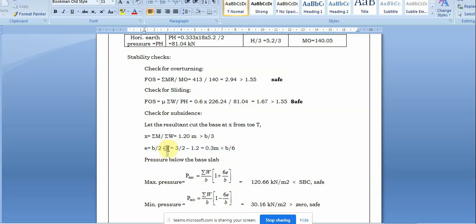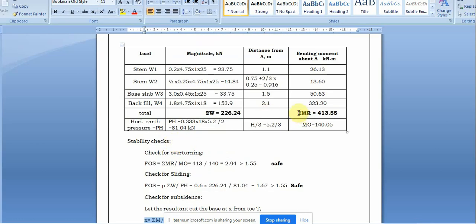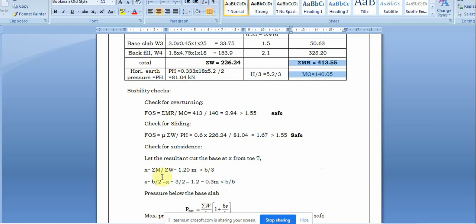What is this X? X is equal to summation of moment divided by summation of vertical force. Summation of moment means adding these two: 413 minus 140, divided by summation of vertical force, that is 226. We get this X value as 1.2. According to our rules, this should be greater than B by 3. B is 3 meters, so B by 3 is 1 meter. So 1.2 is greater than 1, then it is safe. X value is safe here.